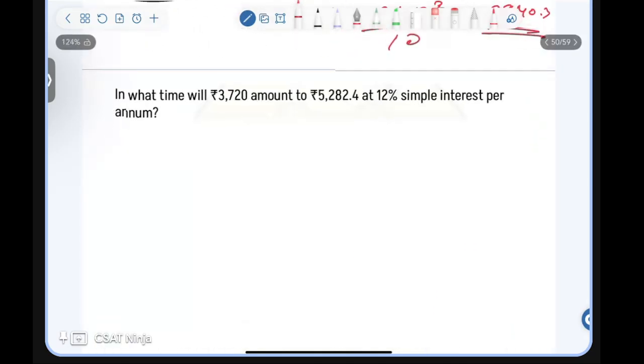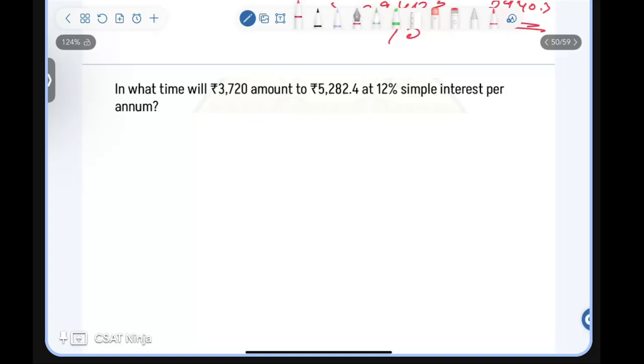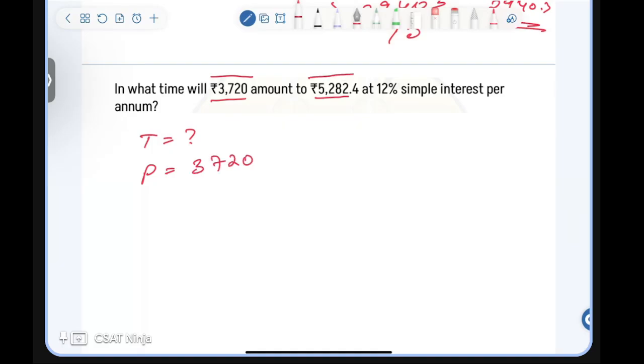What about this? In what time? That means we also find time here. This amount to this one: this is the initial value, which means this is the principal, 3720. Amount to this one, that means amount is given. Amount is how much? 5282.4. Rate of interest is 12% simple interest per annum. We are asked to find time.